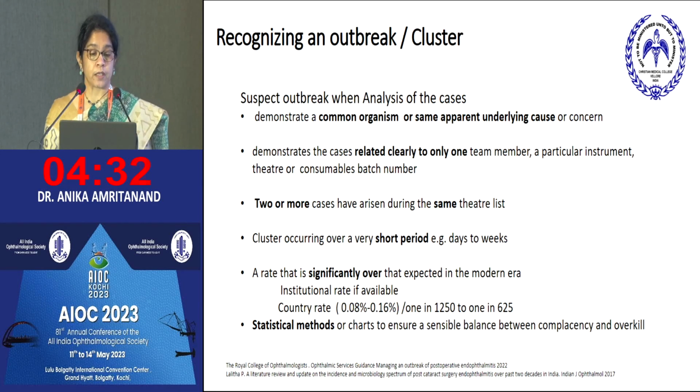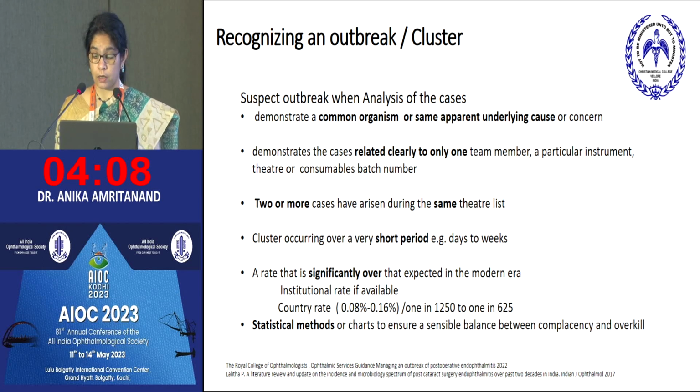So when do we start thinking there is an outbreak? If there is a common organism or source which we are finding related to each of those cases, obviously more cases in less time, and a rate that is significantly over what is expected. From a current review, our country rate is around 0.08 to 0.16 percent, which is around 1 in 1,250 to 1 in 625 surgeries. We have statistical methods which help us find a balance between complacency and panic.